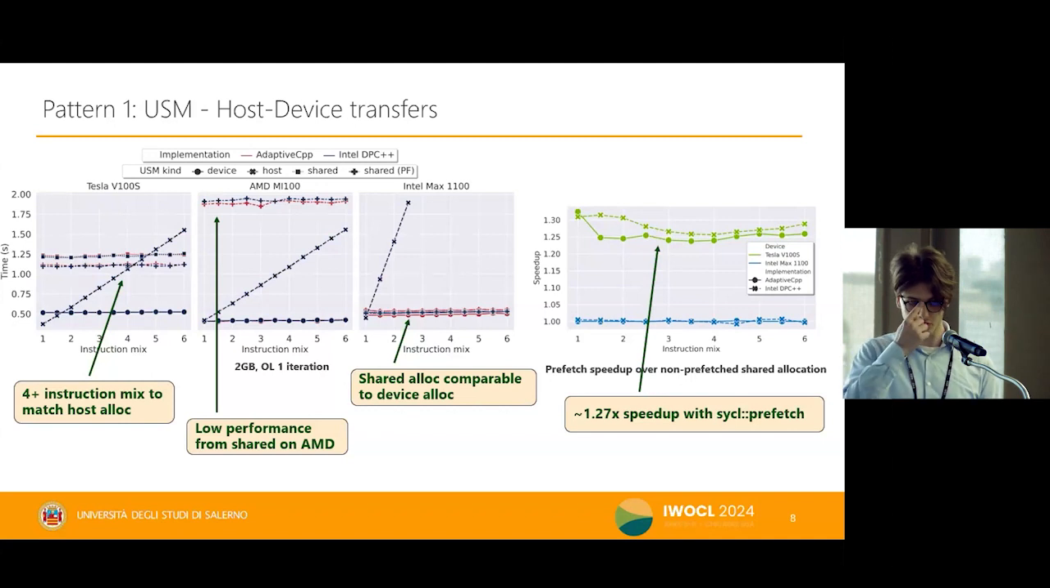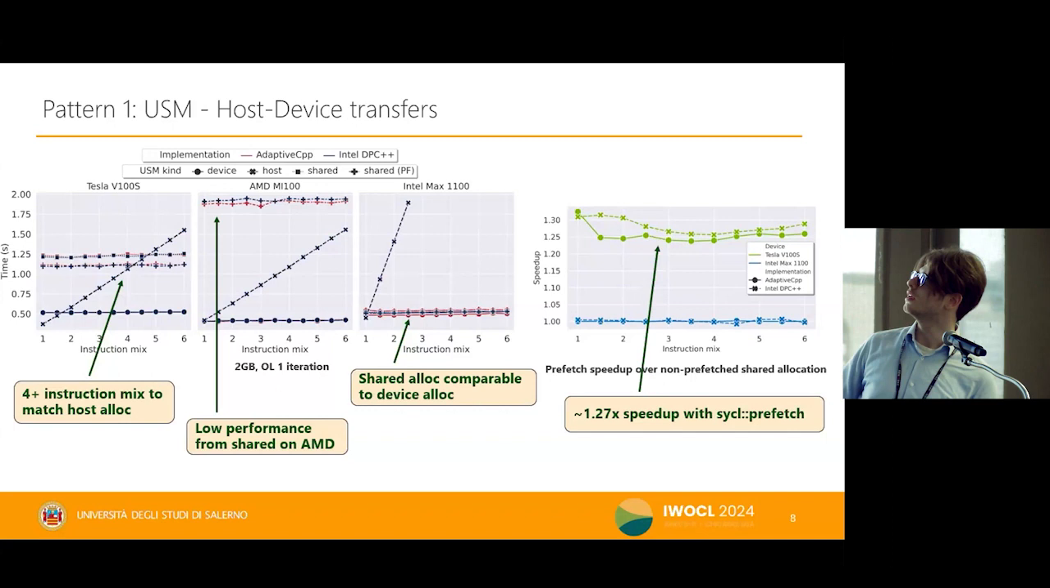Some other interesting part from this experiment. On AMD, we have the host allocation performing quite a bit better than the shared one, at least until a 6 instruction mix. It's going to continue like that until 8, 9, etc. So this is probably due to some problem with AMD, in this case with the shared allocation.